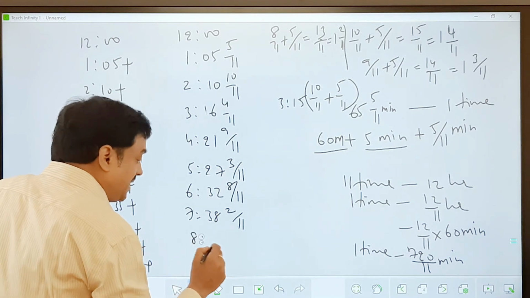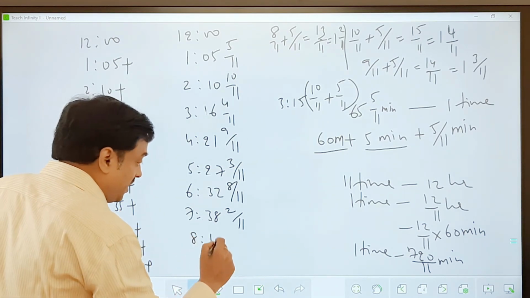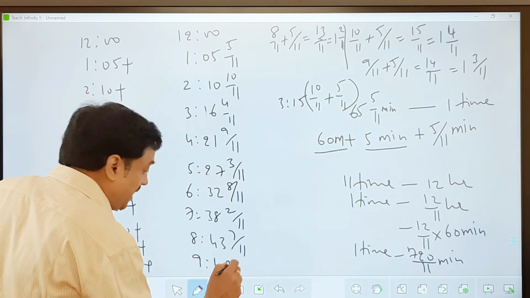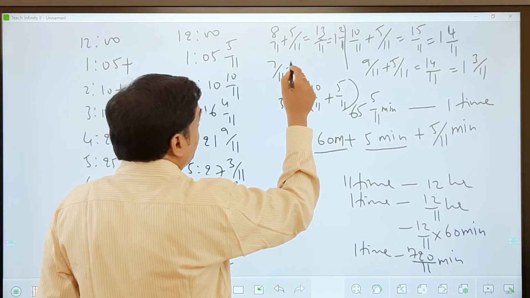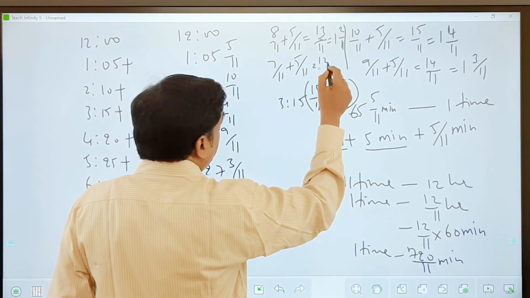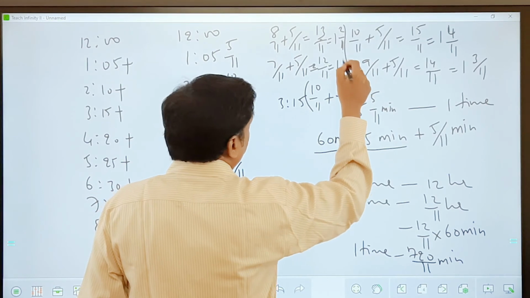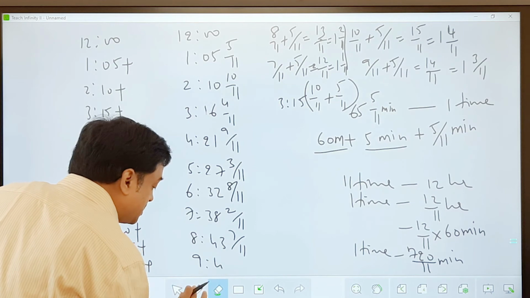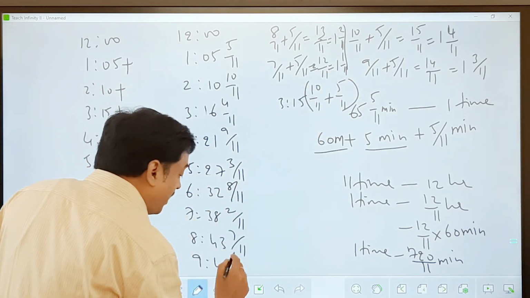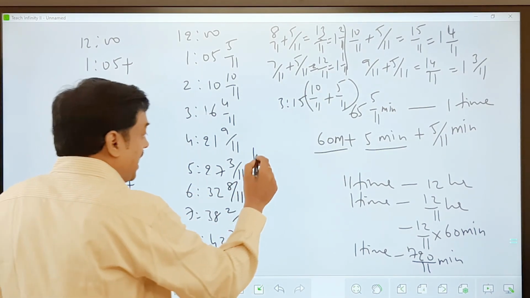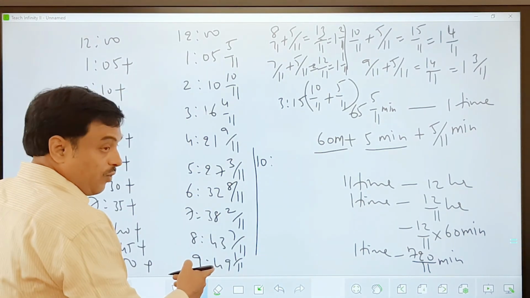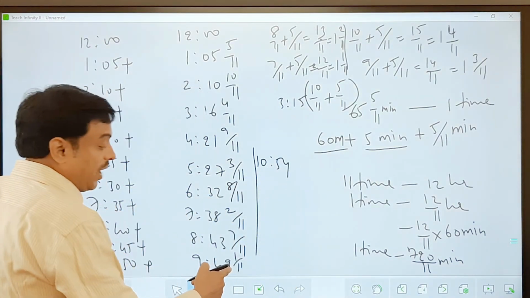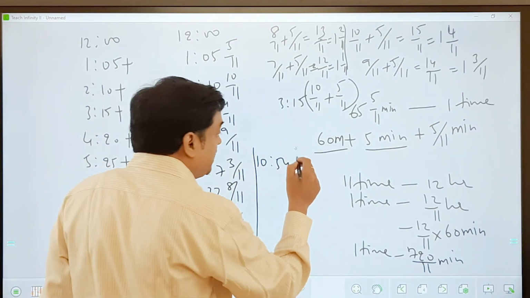And then 8 plus 5, that is 43, 7 by 11 you get. And then 9 plus 5, that is 48, 7 by 11 plus 5 by 11 will be 12 by 11 here. That is 1 1 by 11. So I'm adding 1 minute to this, and that will be 49. Here it is 49, and then the fraction value of 1 by 11. And finally, another time, that is 10. 49 plus 5 is how much? 54. And 1 by 11 plus 5 by 11 will be 6 by 11.